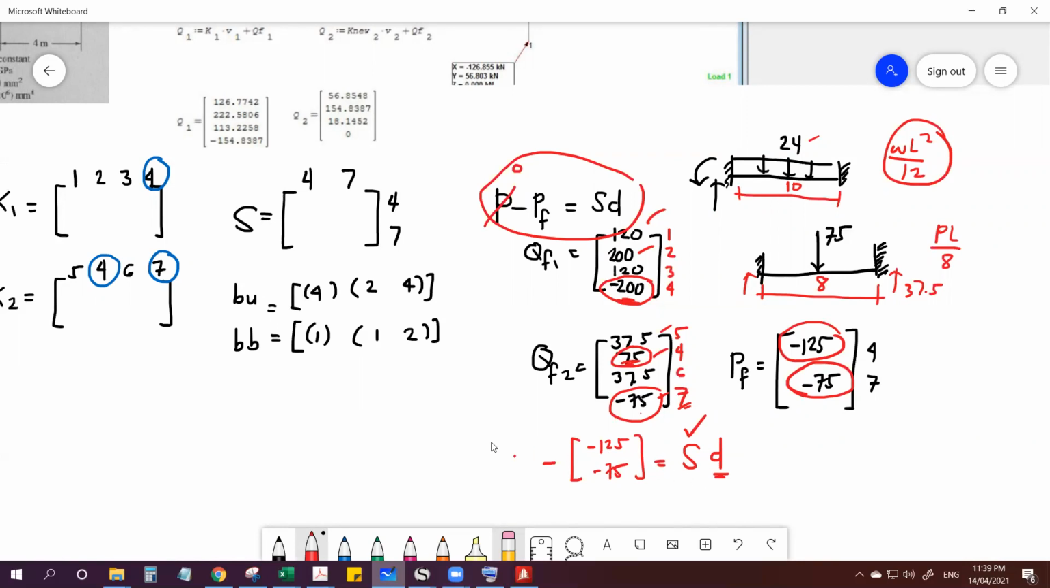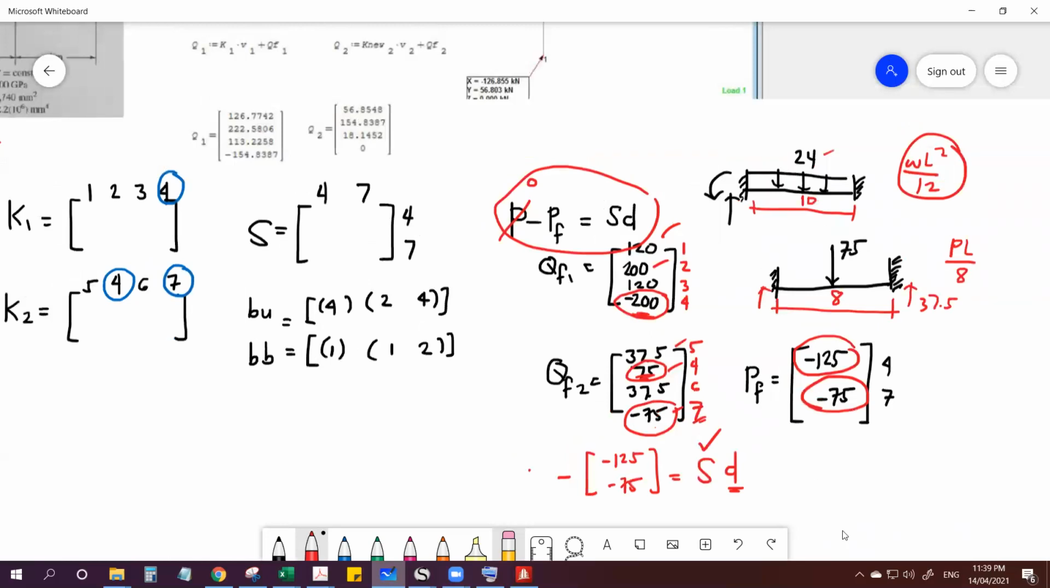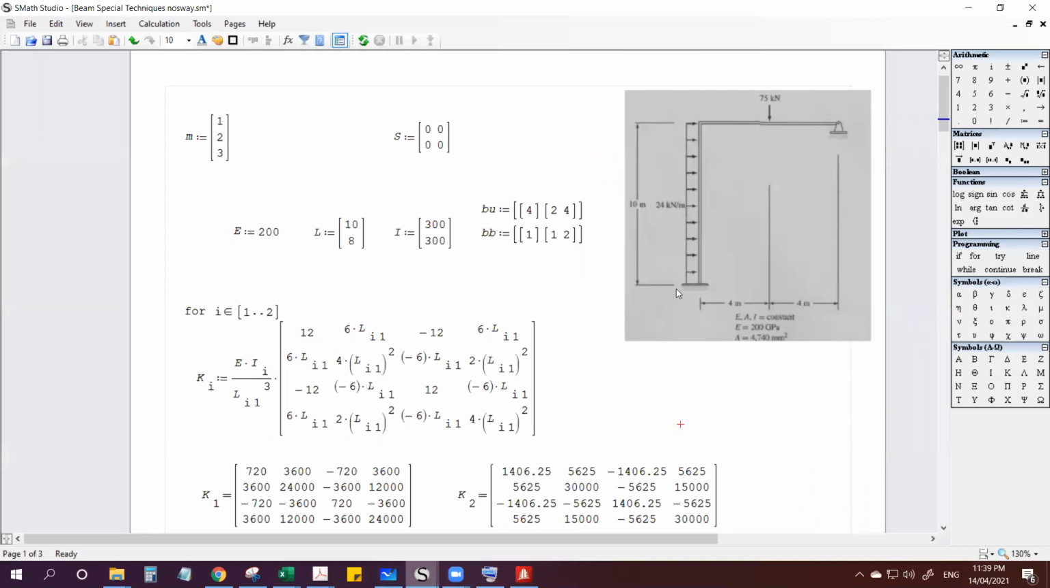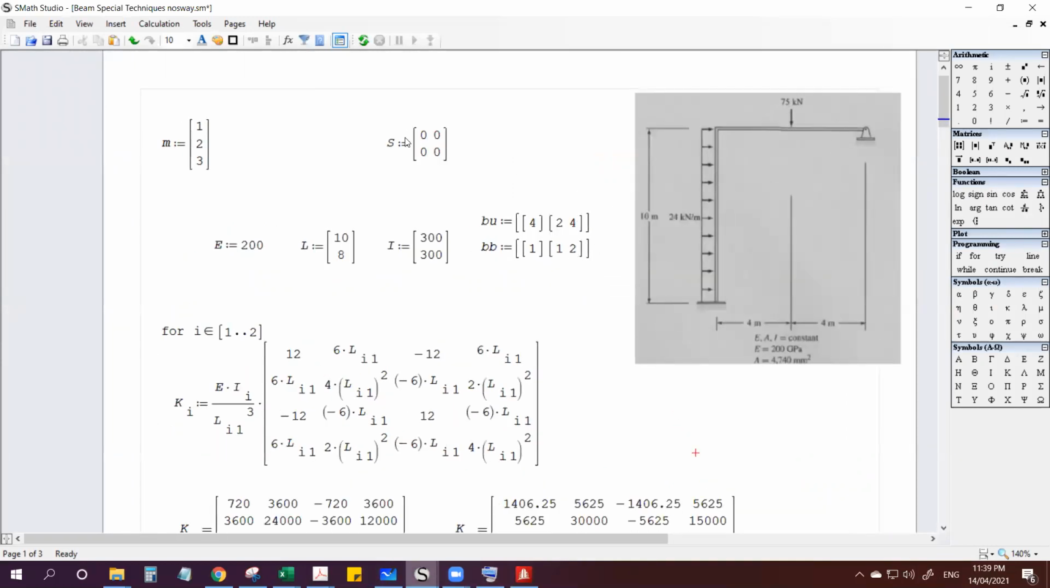Okay, so let's proceed to our SMAT. So this is the SMAT implementation of that. S matrix is again a null matrix, 2 by 2, because you have two unknowns. Modulus of elasticity is, I assume, 200 gigapascal, more like steel. And then input 10 and 8 as the length. I assume, since the problem is assuming a constant E, area, and I just assume an inertia of 300.